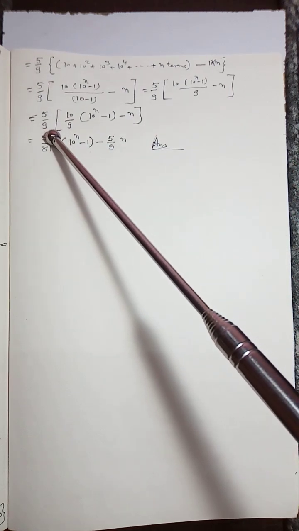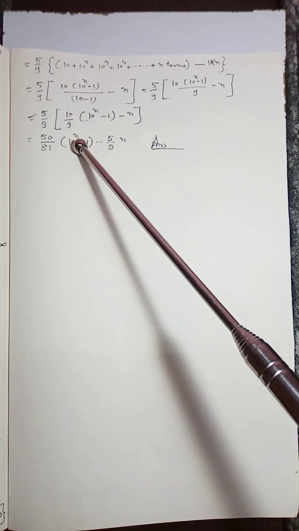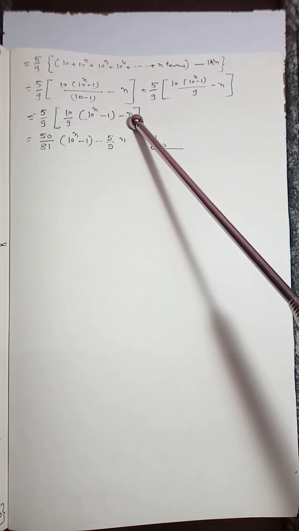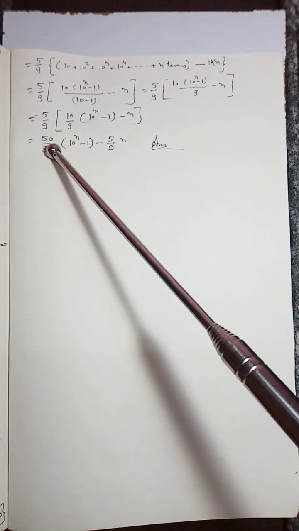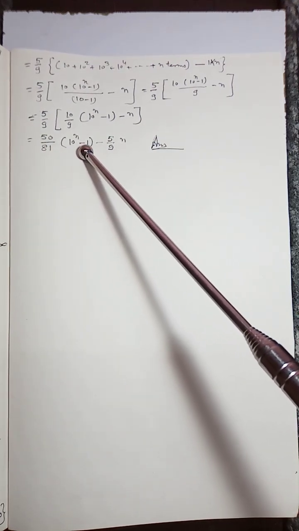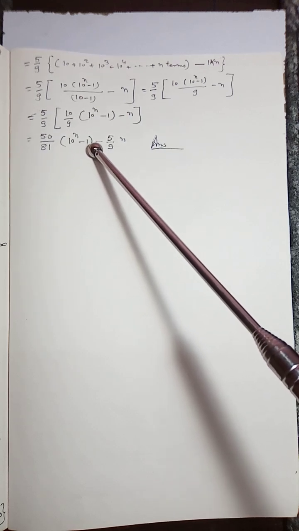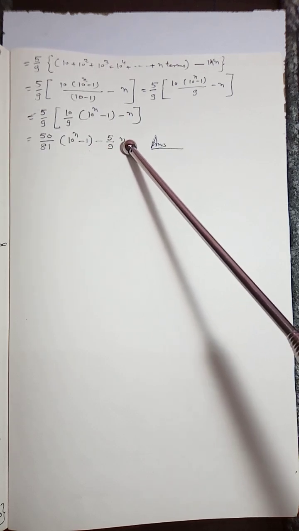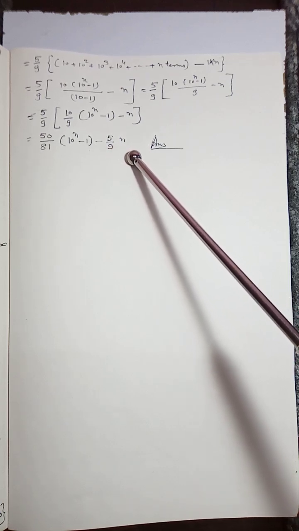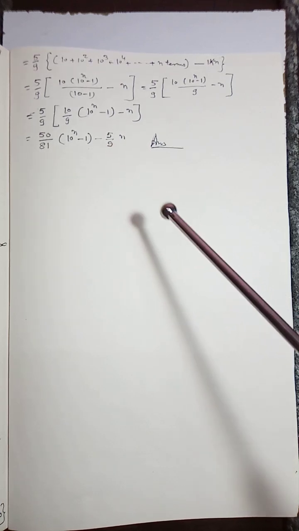Now see, 5/9 as it is, 10/9, (10ⁿ minus 1) minus n, bracket close. So it will become 50/81 inside the bracket (10ⁿ minus 1) minus 5/9 n. This will be the required answer of question number 5. That's all.